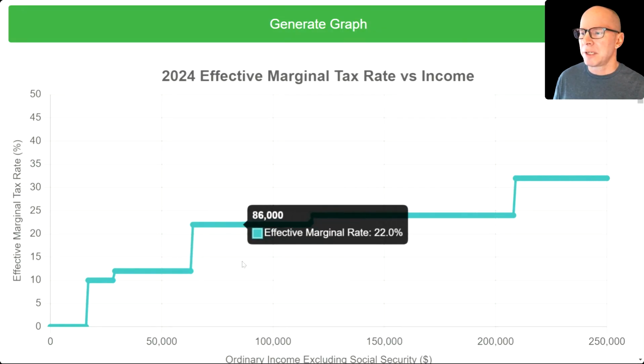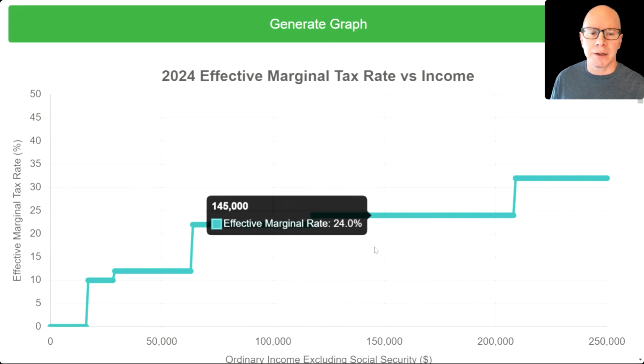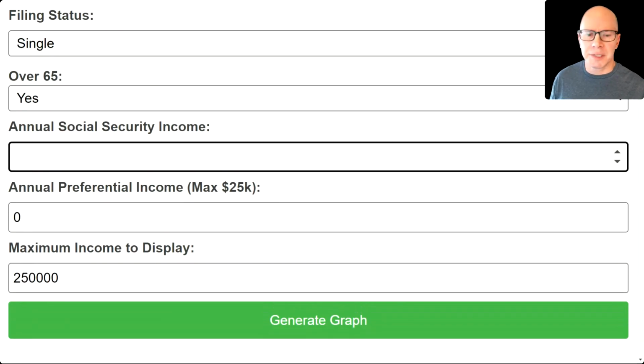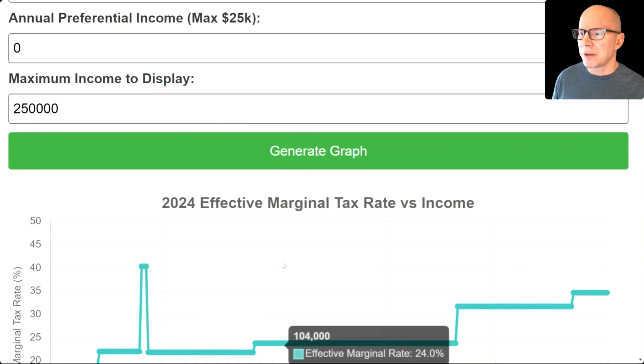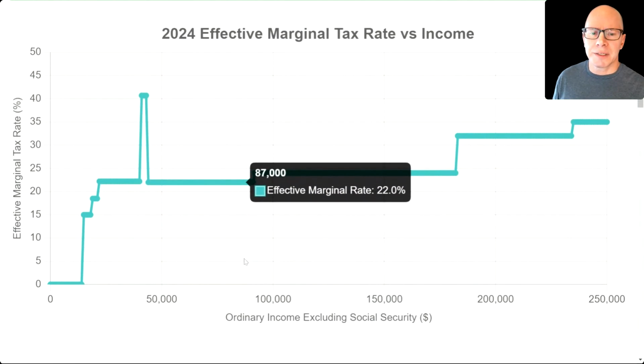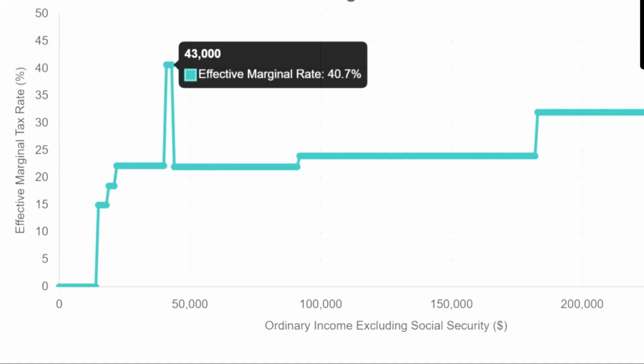And then as their income increases, they move into higher rates. Now, things can get really interesting once we start adding Social Security income or maybe some preferential income like long-term capital gains and qualified dividends. So let's say that there is $30,000 of Social Security. Now the graph looks quite a bit different. Here's where you see that so-called tax torpedo.